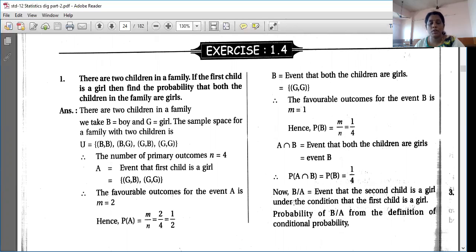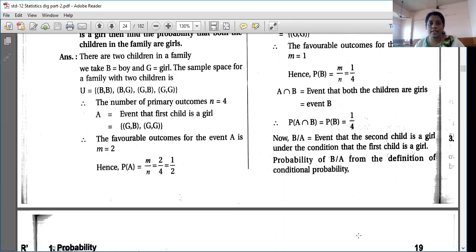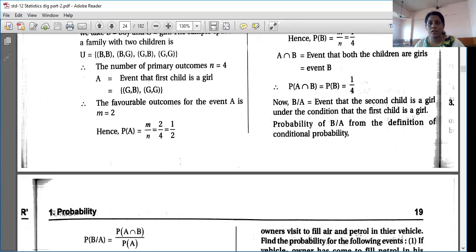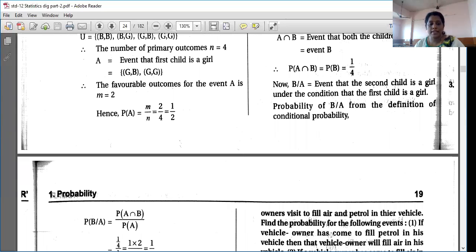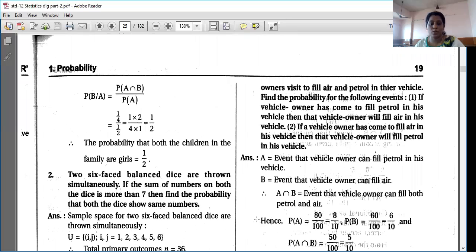See, if you are not able to write all the statement, after A intersection B, you can directly write P of B by A, whatever is asked, B by A by B, जो भी पूछा होगा वो आप लोग कर सकते हैं, right? So now your answer for this question is 1 by 2. Therefore, the probability that both the children in the family are girls is 1 by 2.